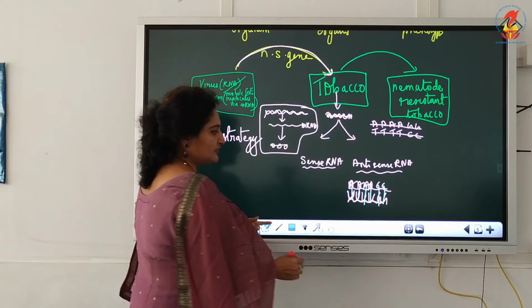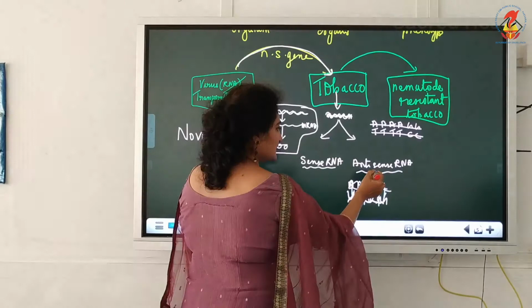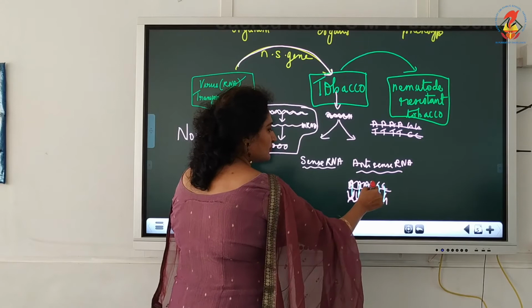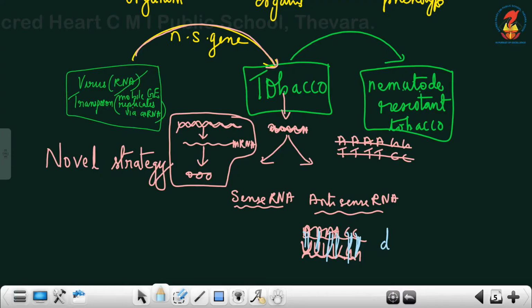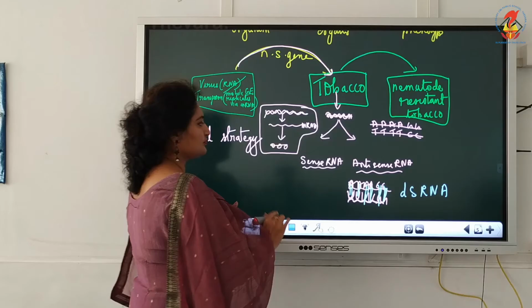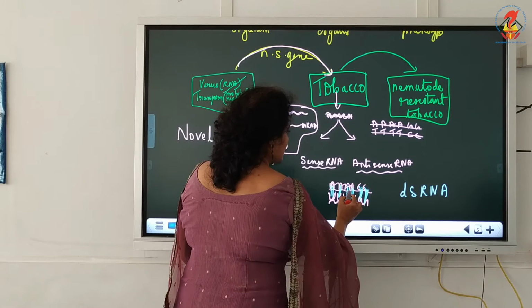So here we see that these two, sense and antisense RNAs, being complementary to each other, what happened? Hydrogen bonds were formed between A and U, double bonds, and between C and G, triple bonds. Hydrogen bonding took place, and what formed? dsRNA, double stranded RNA, was formed. Now, a very, very important thing happens. So, did you understand what happened in the host? Once again, I am going to explain what is in the host.